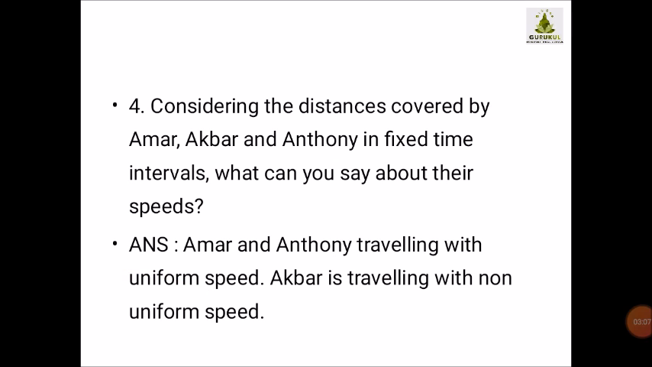Now, considering the distances covered by Amar, Akbar and Anthony in the fixed time intervals, what can you say about their speeds? We come to know that Amar and Anthony were traveling with uniform speeds, meaning their speed was the same right from the beginning till the end, while Akbar was traveling with non-uniform speed. So this is what we got from the table: the speed of Amar and Anthony was uniform, whereas the speed of Akbar was non-uniform.